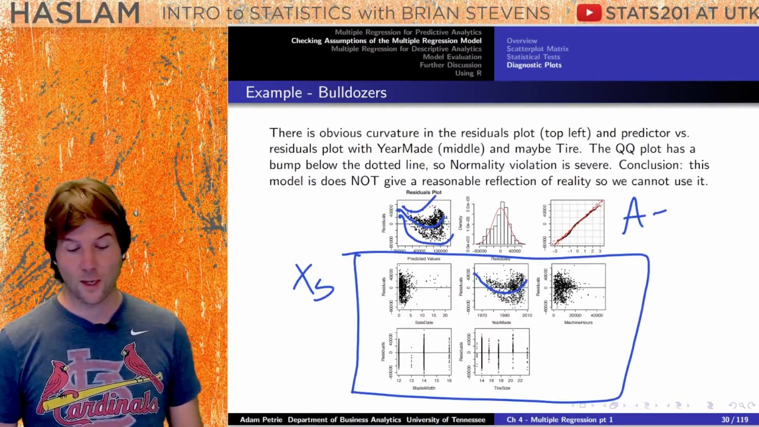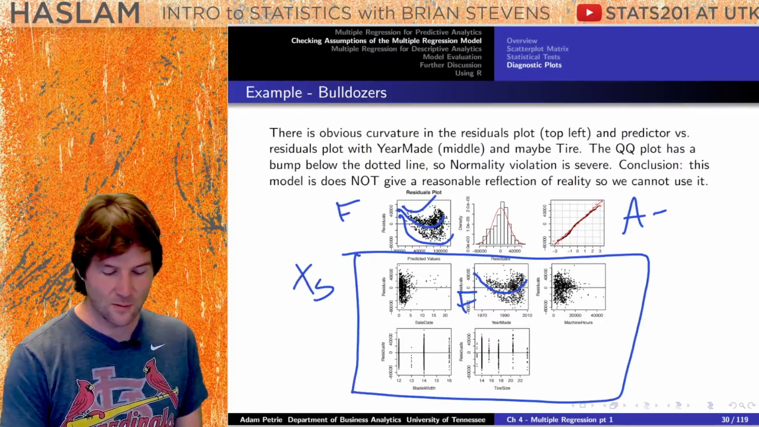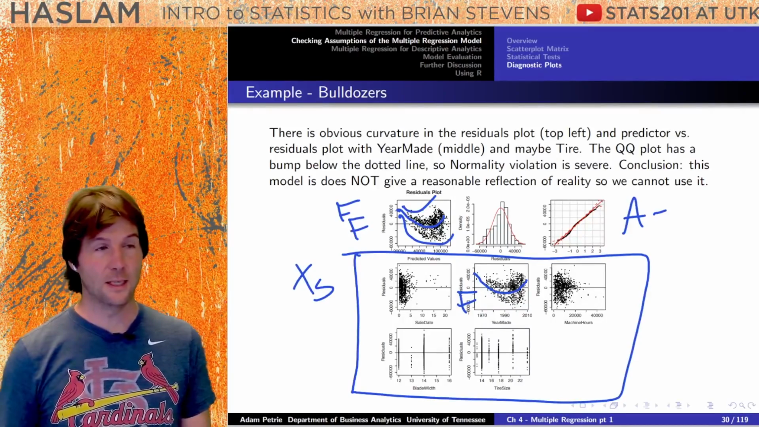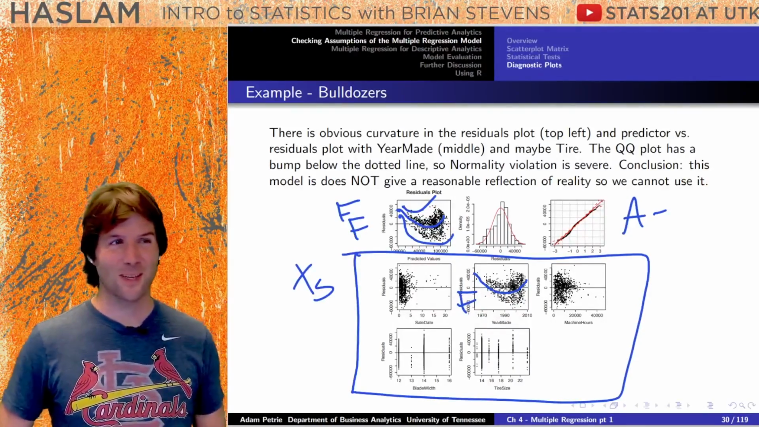I don't know about using it right here. I see major problems here. I'd give this an F. I'd give this an F for both the equal spread and the linearity. And normality of residuals, not so bad. A-. I think that's that plot we saw earlier.